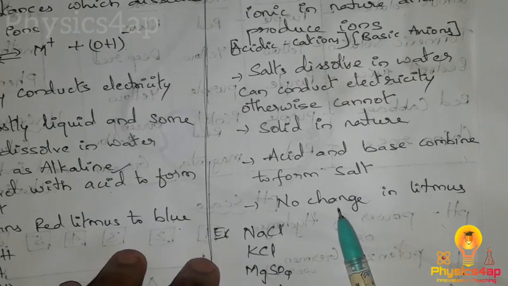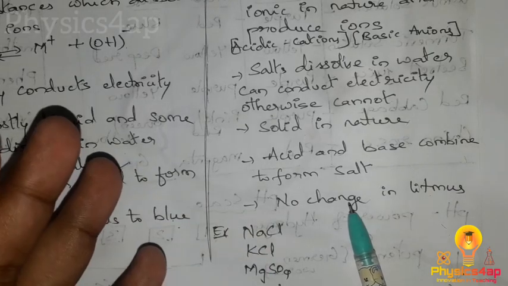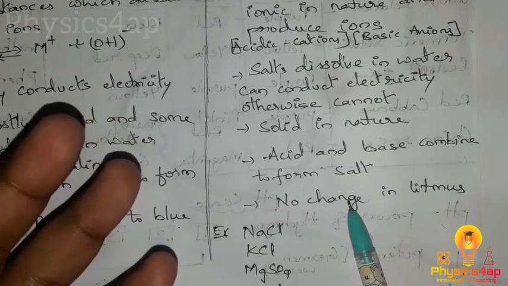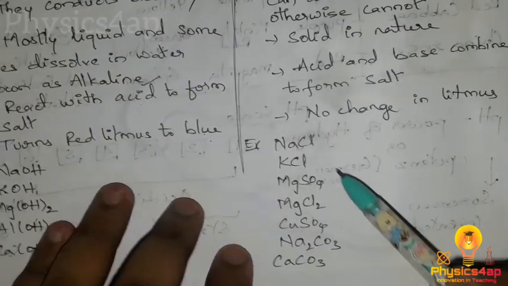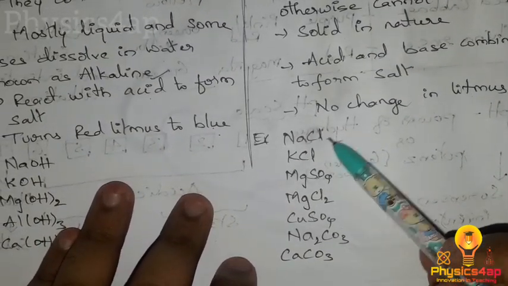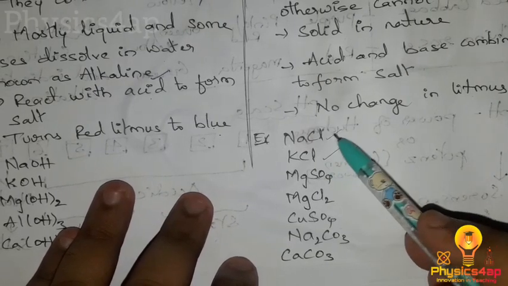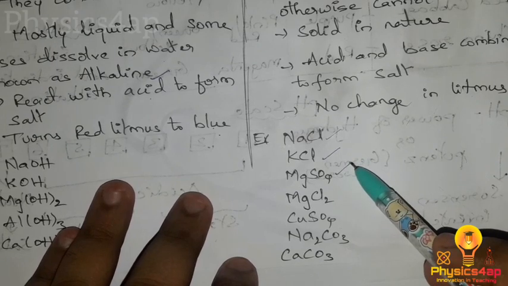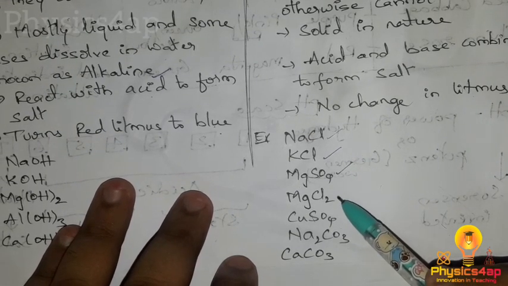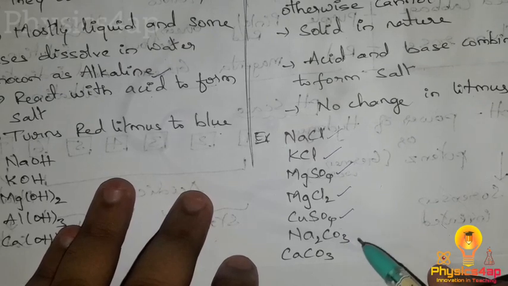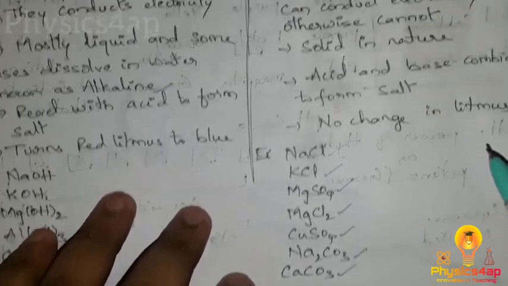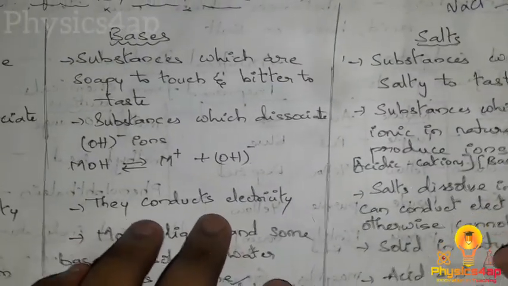And coming to the litmus, there is no change, the usual purple color remains. So the color of the litmus is purple, no change for the litmus solution. The examples for the salts are sodium chloride, NaCl, potassium chloride, KCl, magnesium sulfate, MgSO4, magnesium chloride, MgCl2, copper sulfate, sodium carbonate, and calcium carbonate. These are the examples and properties of the salts.